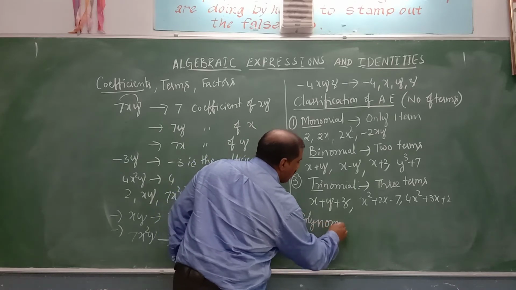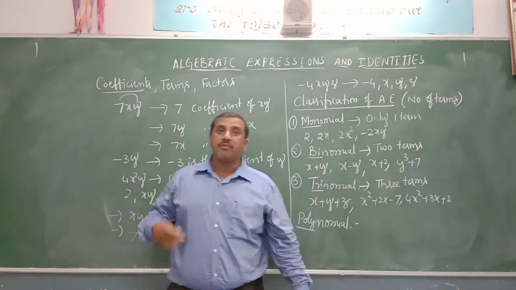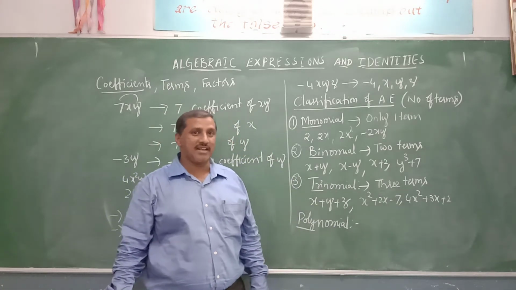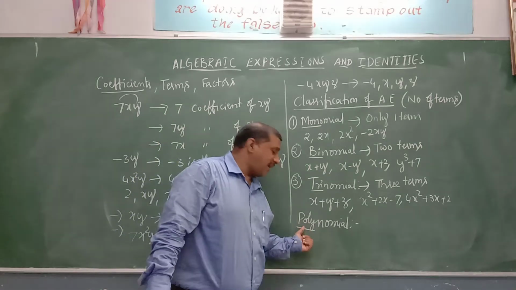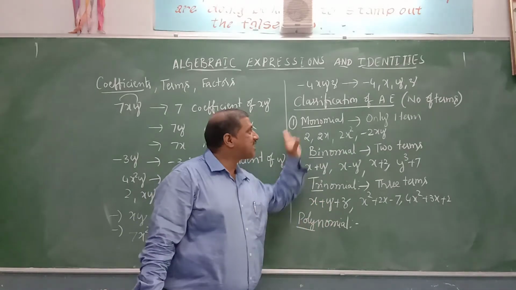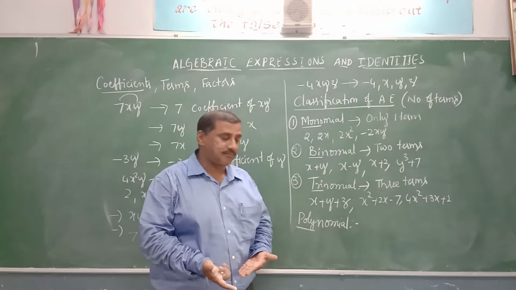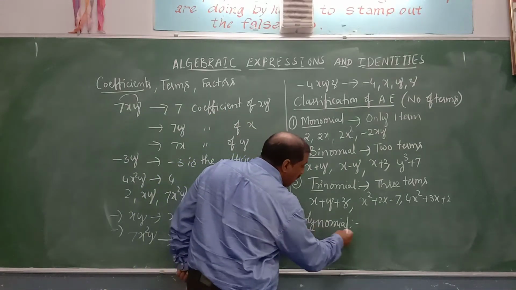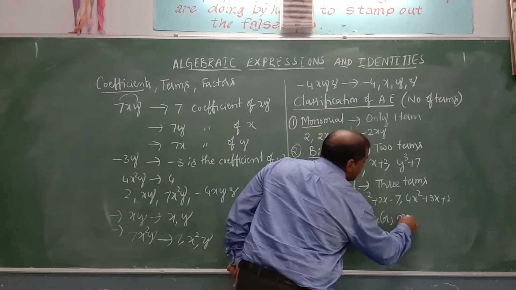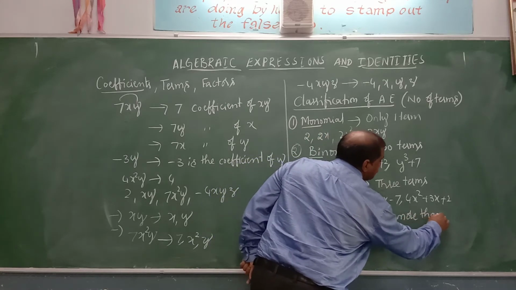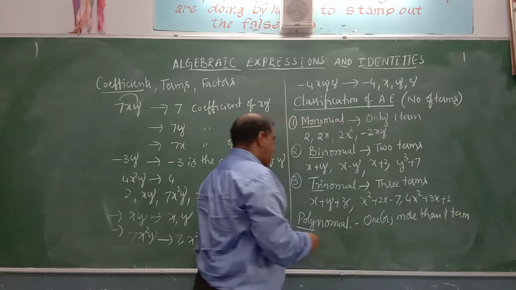Now one more word is introduced, that is polynomial. So what is a polynomial? Poly means many. Polymers, polygons we studied in geometry again. Polygons, polymers in chemistry. So poly means many. So an algebraic expression which contains many, here many means one or more than one term. Polynomial means having one or more than one term.